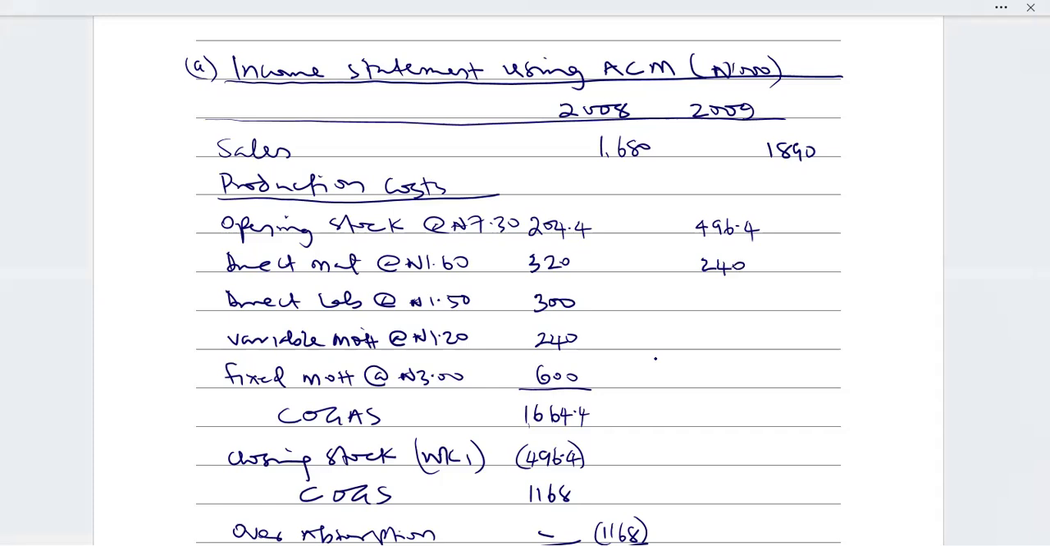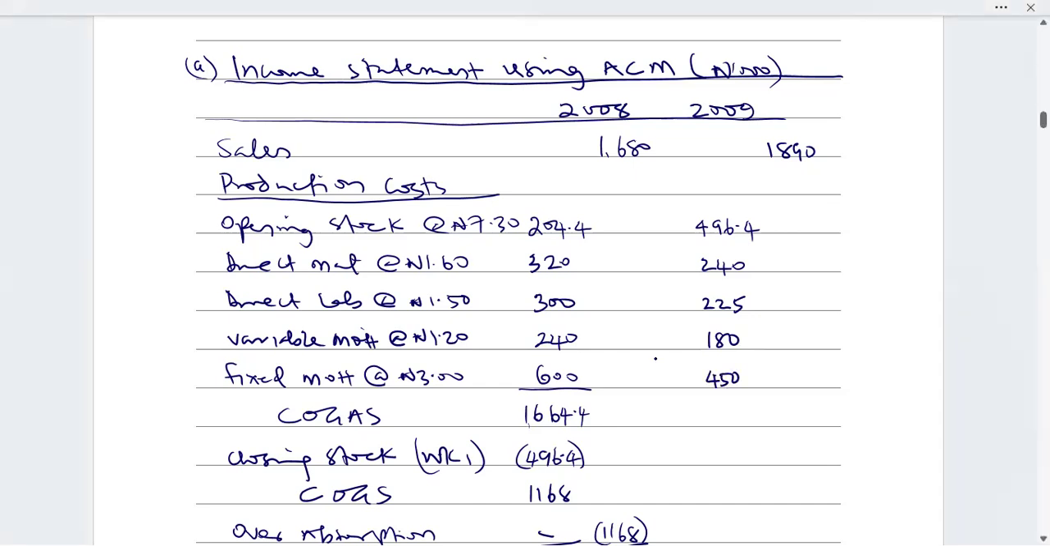Again, direct labor cost will then be 150 multiplied by 1.5 equal 225. Variable manufacturing overhead: 150,000 units multiplied by 1.2 equal 180. Fixed manufacturing overhead: 150,000 units multiplied by 3 naira equal 450.